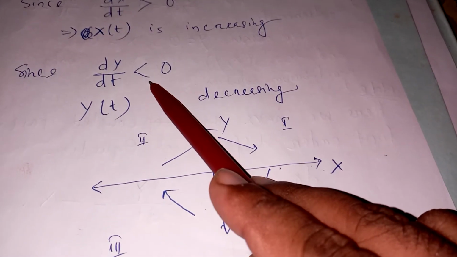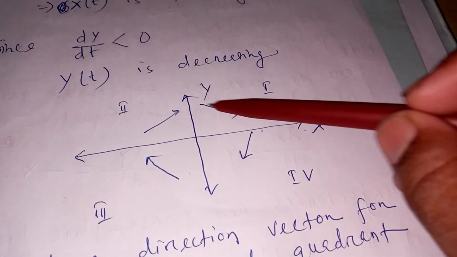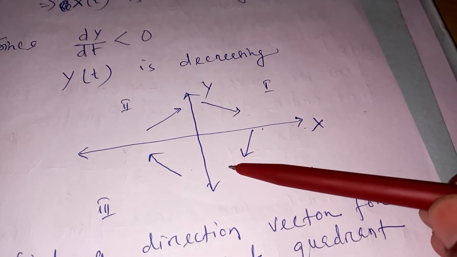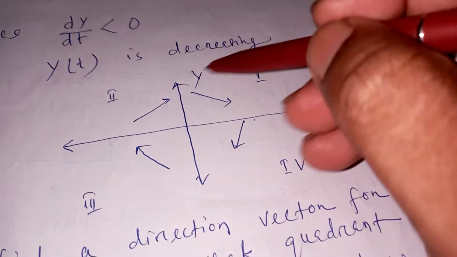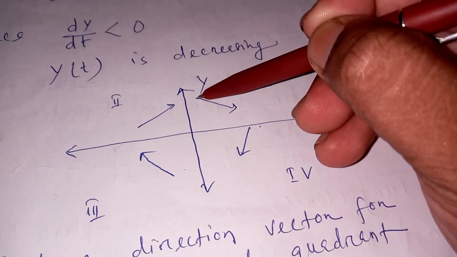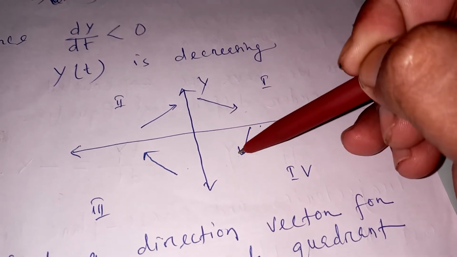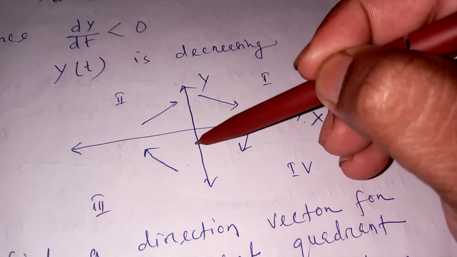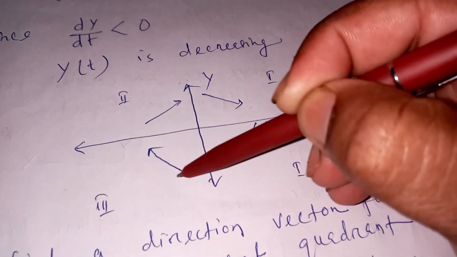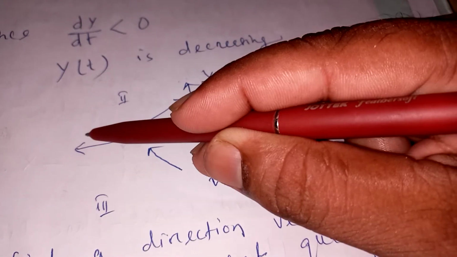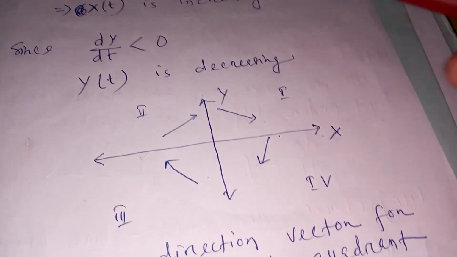Also dy by dt less than 0 means change of y less than 0. Let us see, change of y means positive y to negative y gives negative x. So dy by dt less than 0. Let us see the figure again. Change of y, dy by dt, means rate of change of y, positive y to negative y. Rate of change of positive y to negative y gives us negative x, where we see that dy by dt is equal to minus x, so less than 0, and y of t is decreasing.